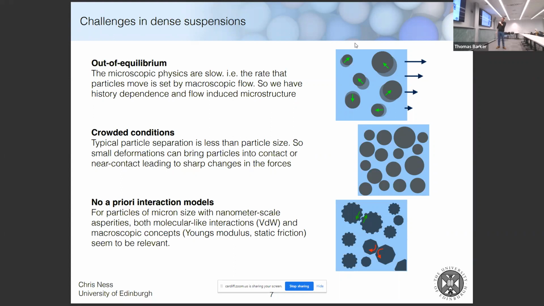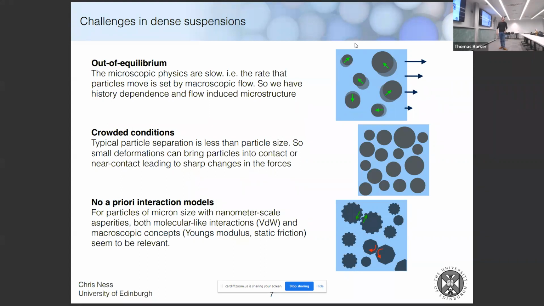depending on whether you're bringing particles into contact and what the properties of those contacts are. And that leads on to the third complexity, which is that we don't have a toolbox of interaction models that describes how these roughly micron-sized particles should interact with each other. We know how atoms and molecules interact. We know how macroscopic objects interact, but solid particles which are 1 micron in size sort of have elements of both.